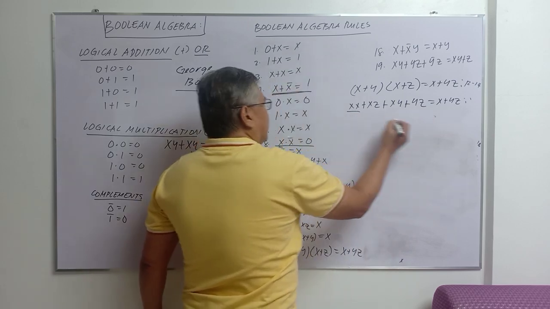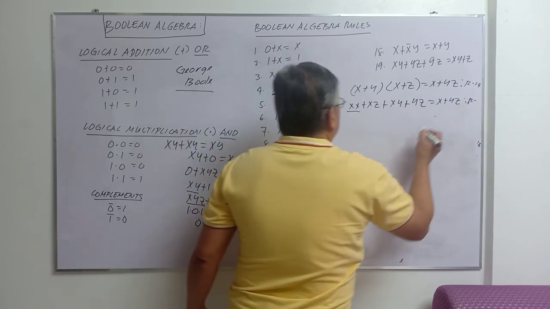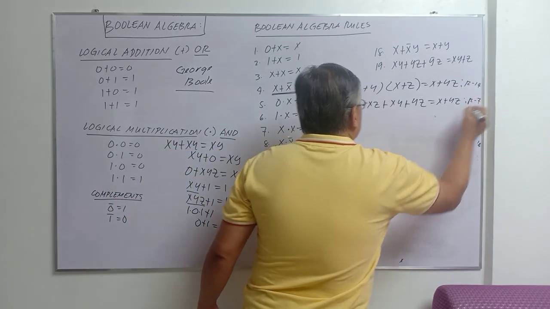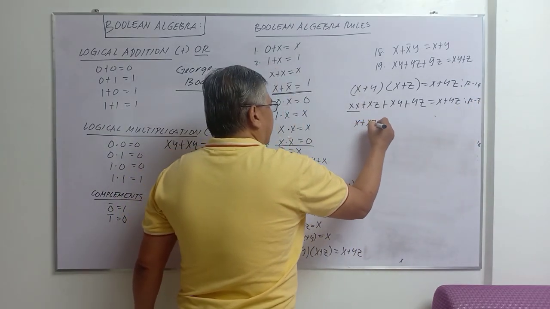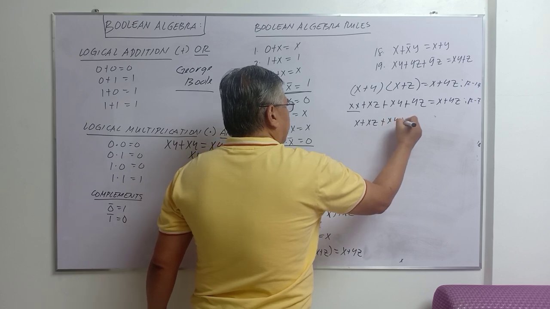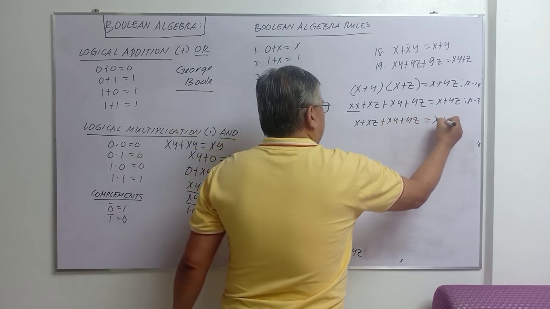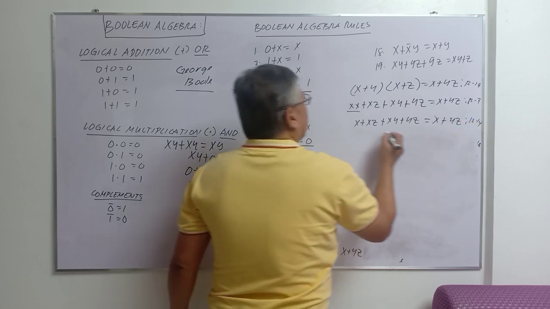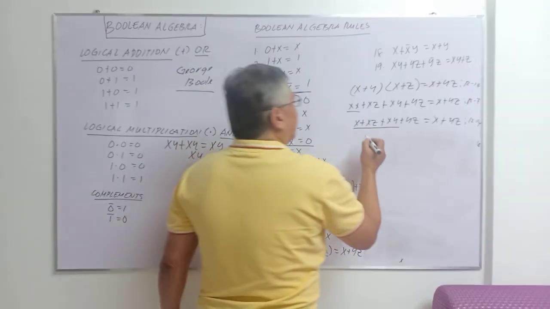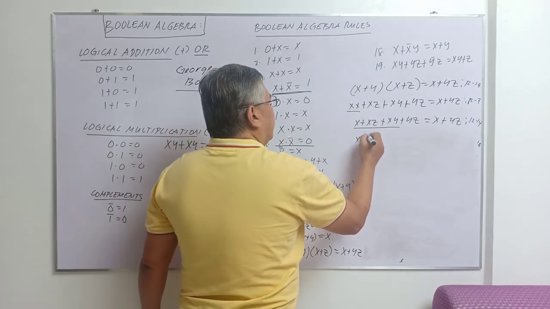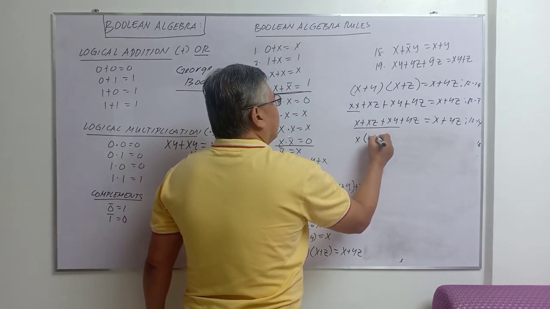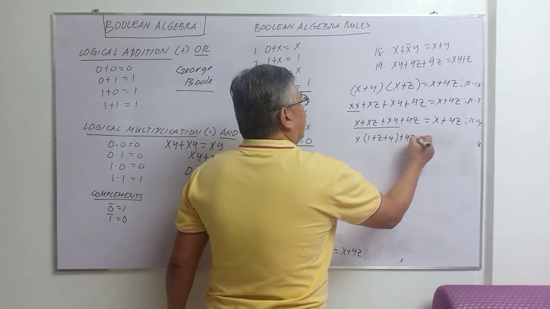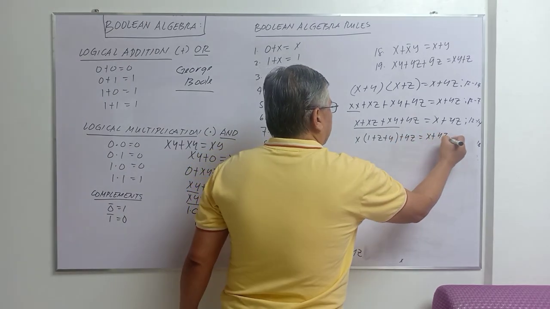Oh, so what rule is this? Rule number 7. So you have x + xz + xy + yz = x + yz. Then we use rule 14. We factor out the common one here, which is x. So you have x(1 + z + y) + yz = x + yz.